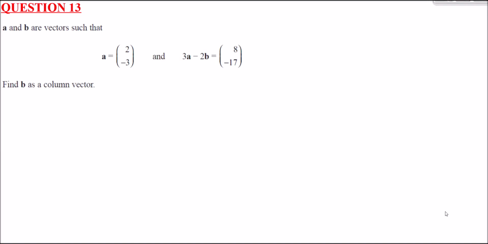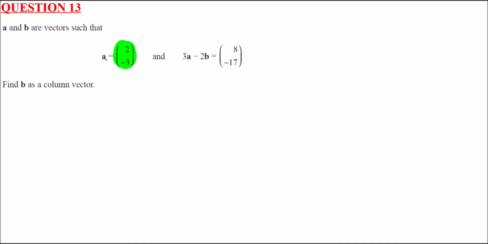Question 13. A and B are vectors such that A is (2, -3), and then we're told that 3A minus 2B is (8, -17). Our task is to find B as a column vector. So let's think about this step by step. First off, we know what A is. A is (2, -3), and we don't know what B is, but we are told that 3A minus 2B is (8, -17).